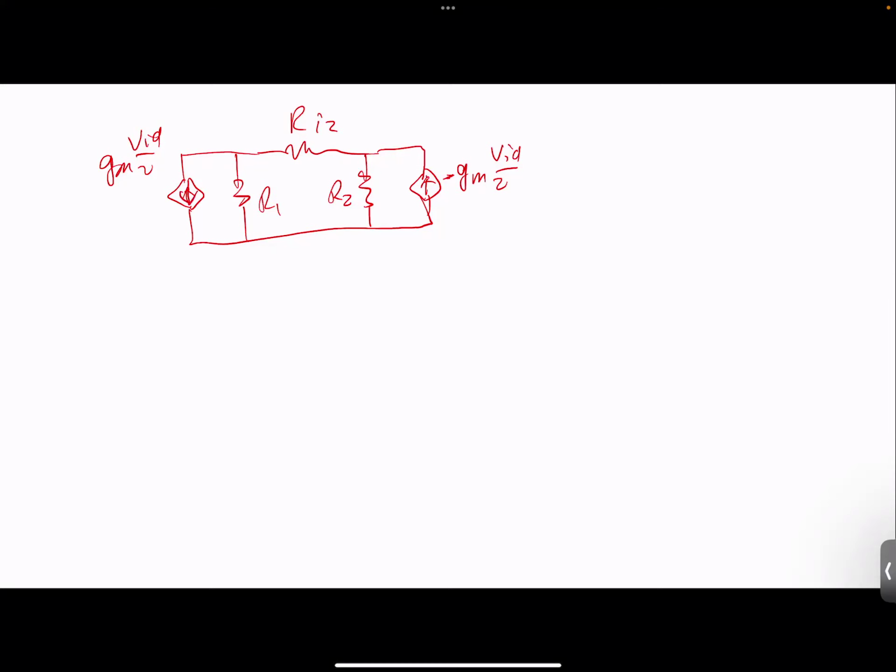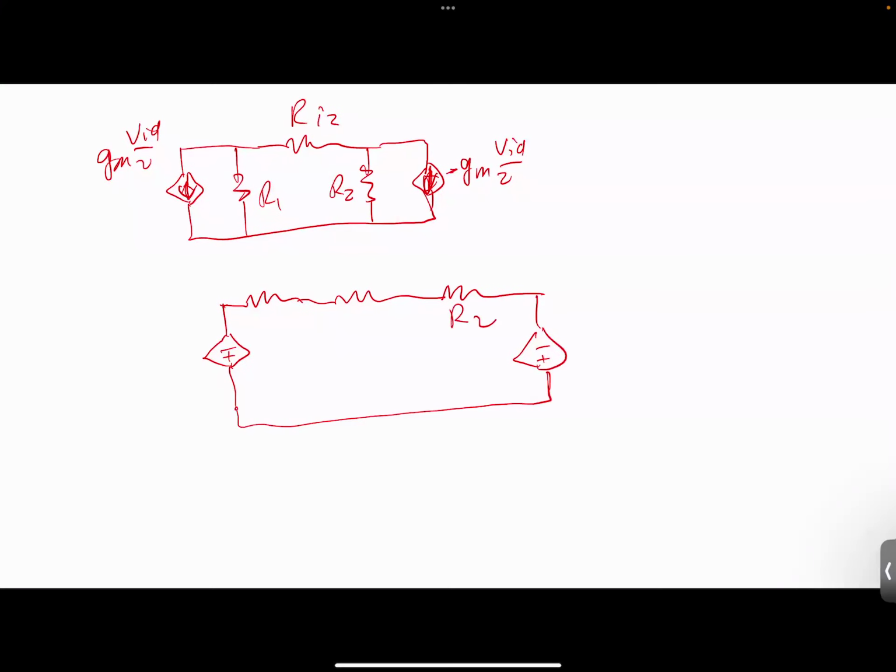Actually, I got the wrong sign. It should be down. Okay, so I'm going to redraw this into a voltage source with a resistor, and this one too, with a voltage source and a resistor. So this current comes out this way, this way, R2, R1, and RI2. And this is GM times VID over 2 times R1. This is minus GM times VID over 2 times R2.